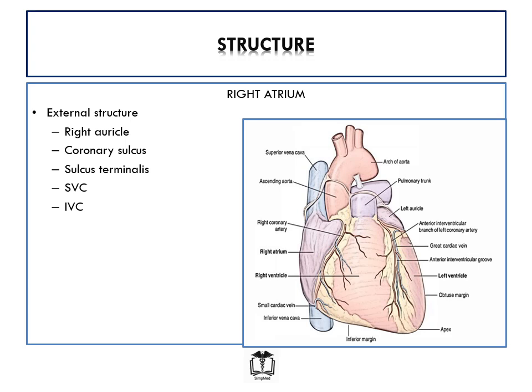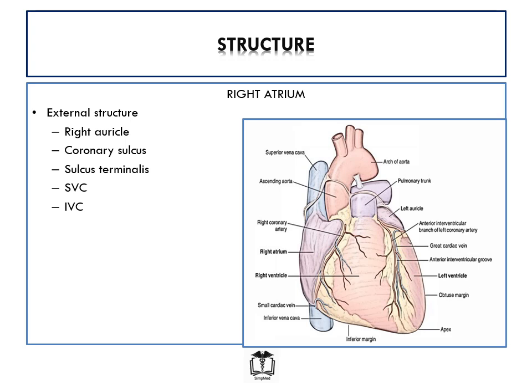Let's dive deep into the actual structures of the heart. We'll talk about the external structures of the heart and the internal structures of the heart, and we'll focus on each of the chambers. We start with the right atrium, then we go to the left atrium, the right ventricle, and then the left ventricle. We'll talk about both external and internal structures for all of these particular chambers.